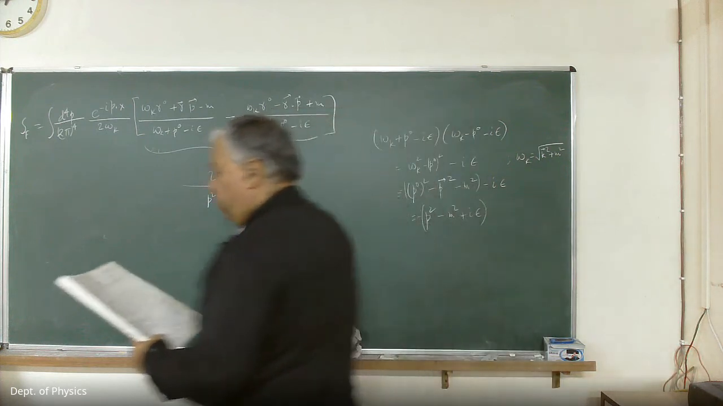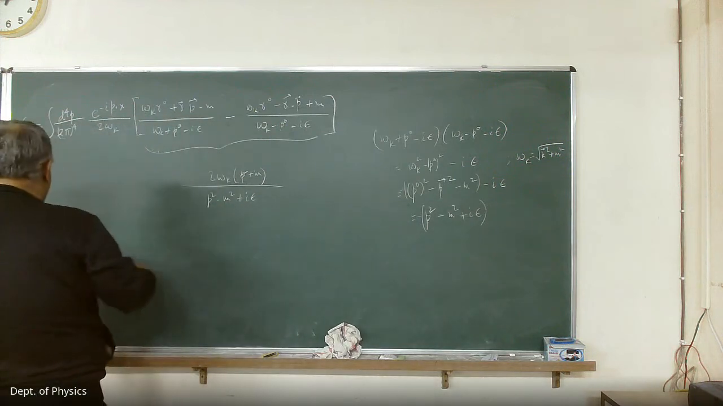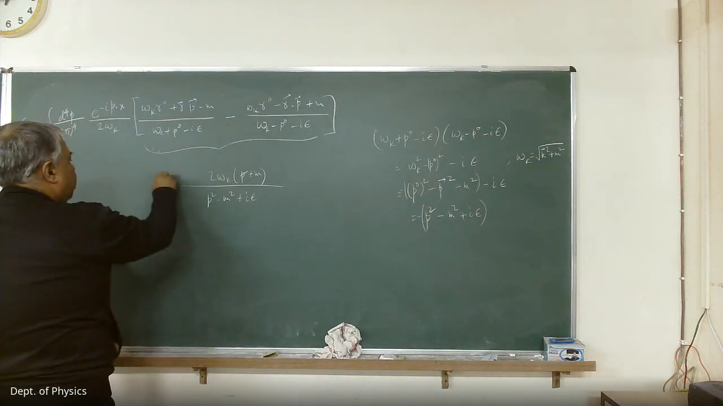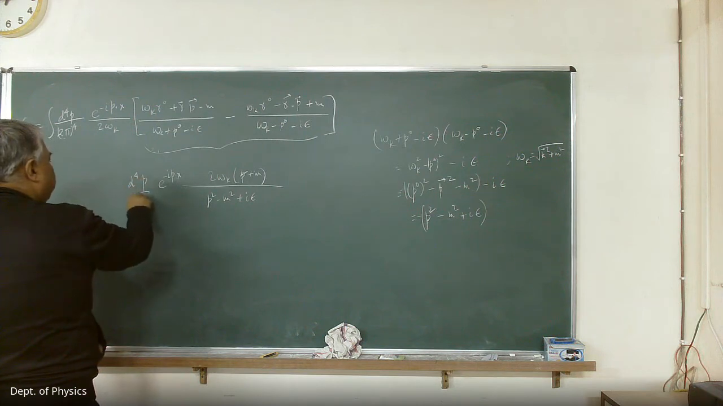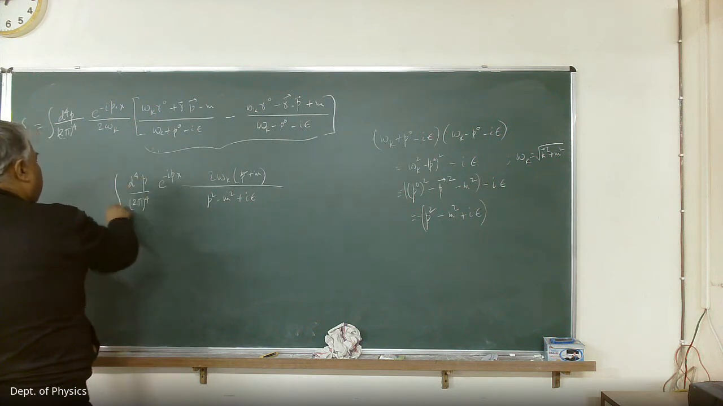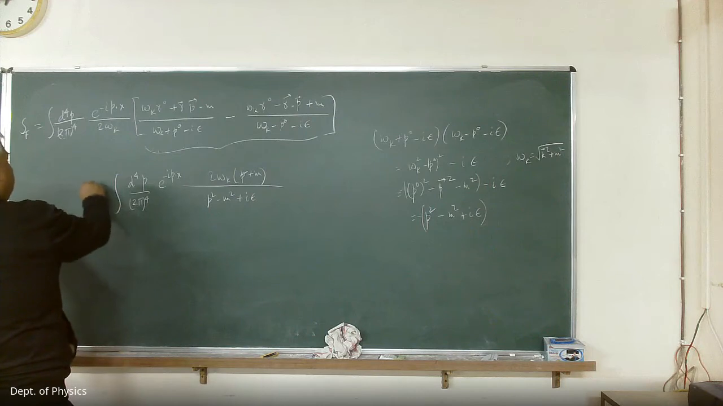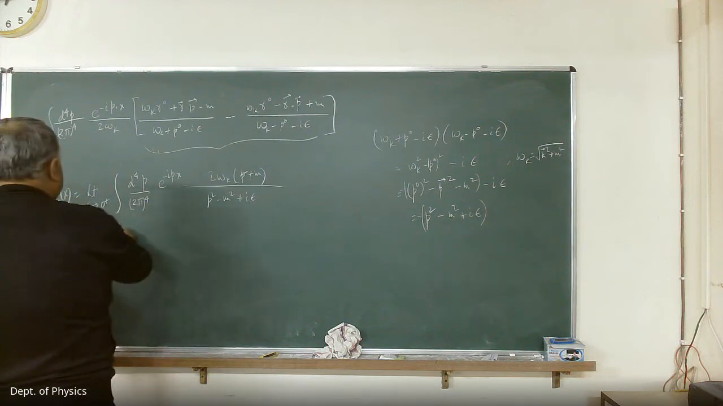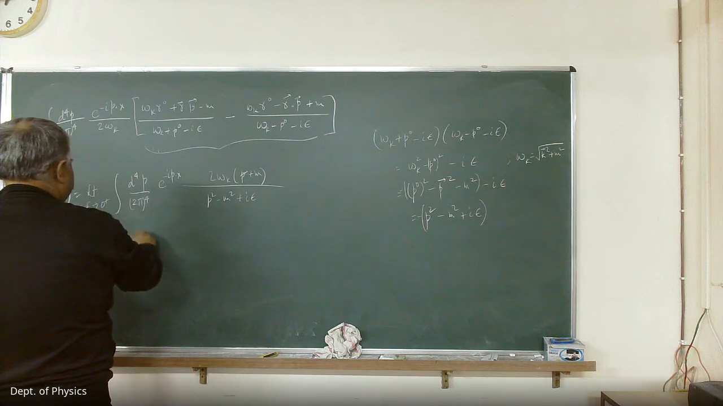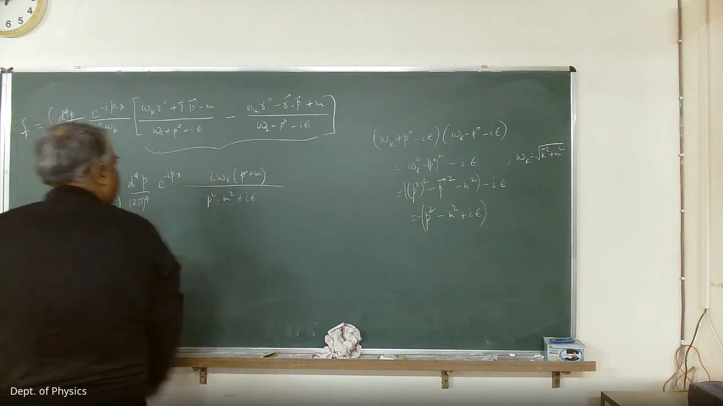So S_F of x will come out to be e to the power minus i p dot x, d4p by (2 pi)^4, in the limit epsilon going to 0 plus. This is going to be S_F of x, where x is, by definition, x2 minus x1.